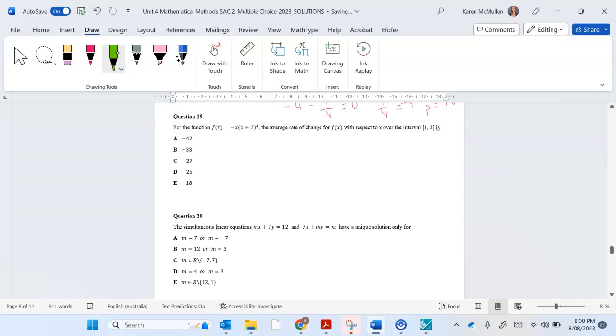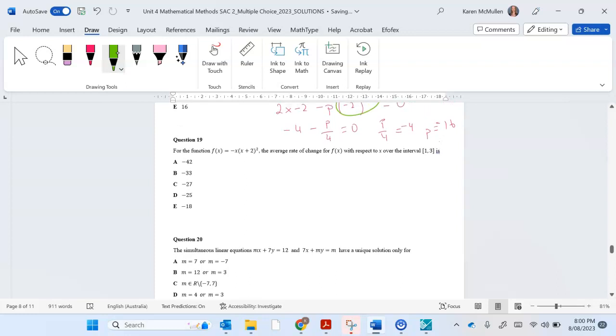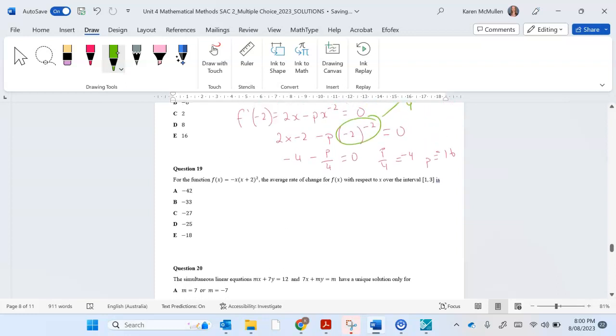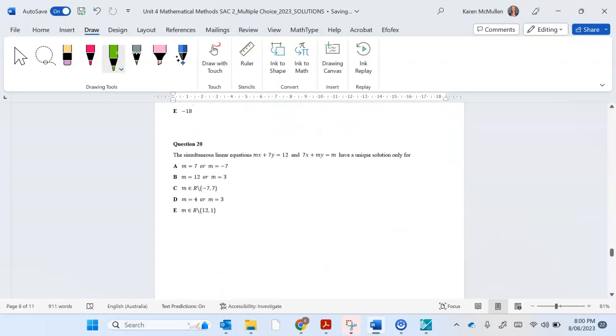For the function f of x, the average rate of change with respect to x over the interval. So average rate of change, remember, is just your gradient. So we're going to have f of 3 minus f of 1, it doesn't really matter what order you do it in, over 3 minus 1. You can just do that on your calculator. I'm just going to be cheeky and rush through this one because it's a bit easy. So you're just substituting in 3 into f and 1 into f.